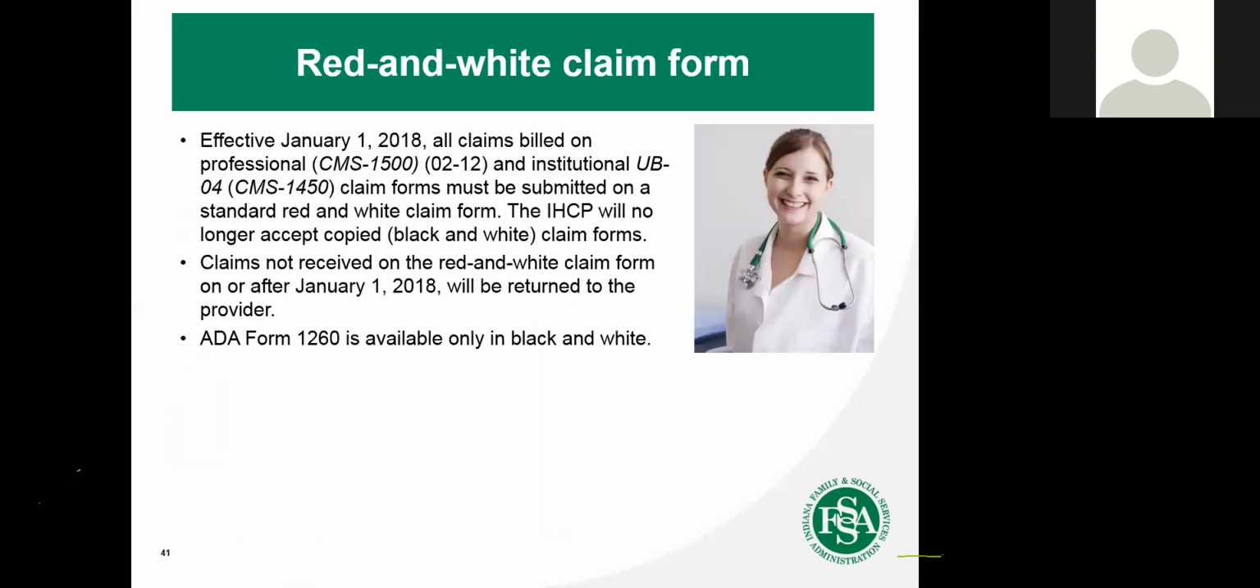The next FYI, paper claim forms. We will still be accepting paper claim forms come January 1 of 2018. However, all paper claim forms received at DXC must be the red and white claim form. Now, some of you also have dental services that you bill for in your offices, but the ADA form is only black and white, so that is an exclusion. But the institutional claims and the CMS 1500 claims must be red and white, anything received on and after January 1, 2018. So this is just a few little updates to help you out with your day.